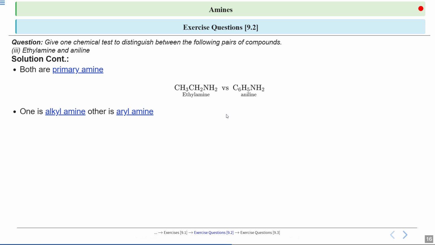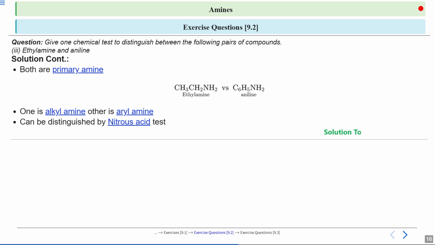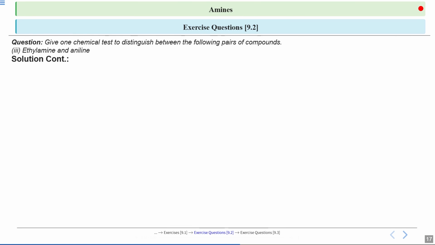So if you'll see, one is alkyl amine and another one is aryl amine. Okay, so this can be distinguished by nitrous acid test. Nitrous acid test reacts differently with alkyl amines and aryl amines. Now I'll talk about the nitrous acid test. This is the reaction of amine with NaNO2 and HCl.